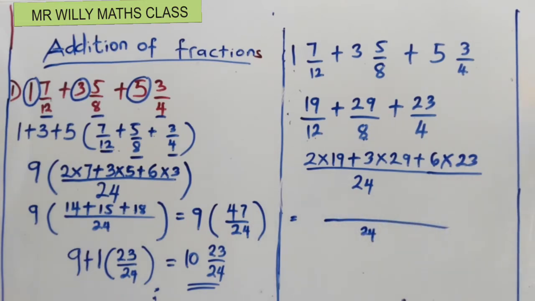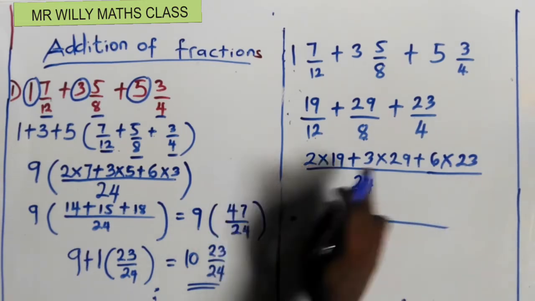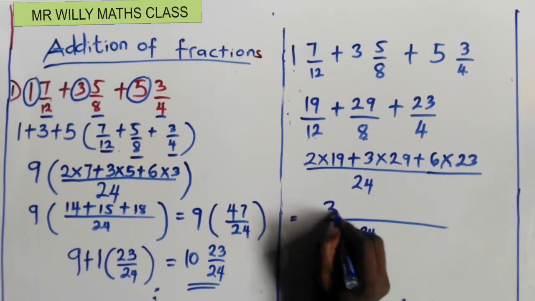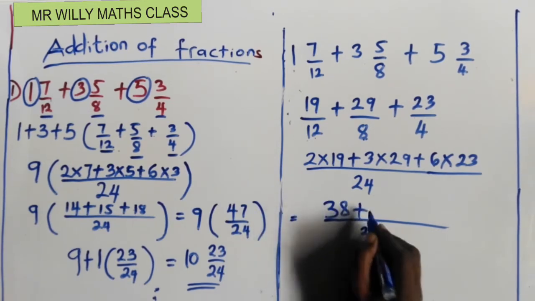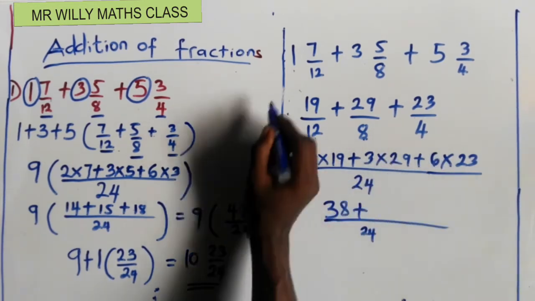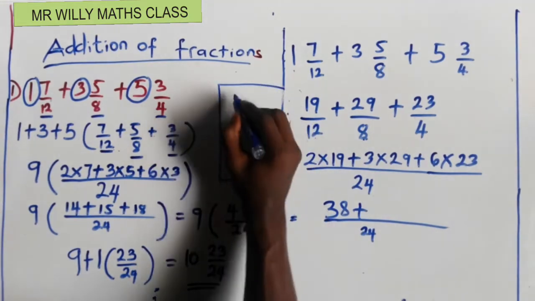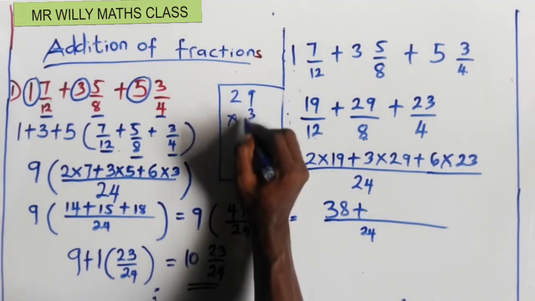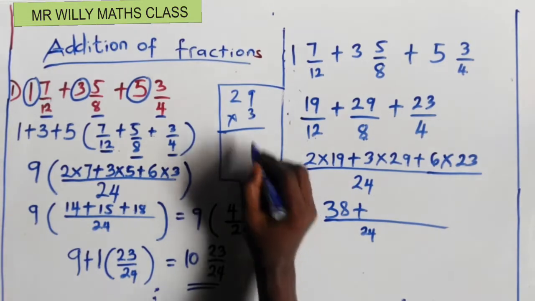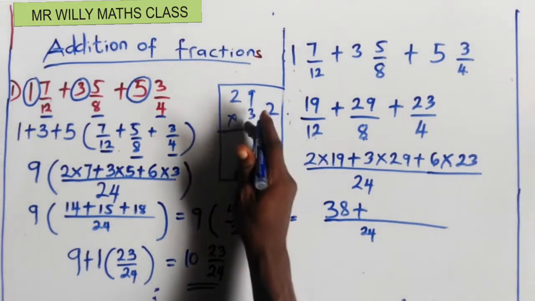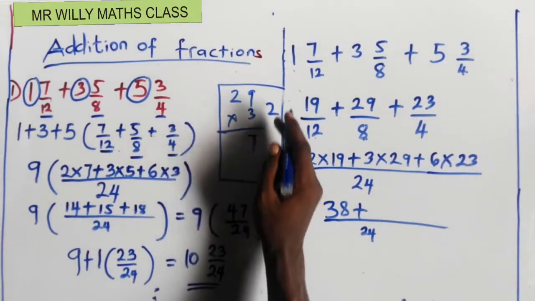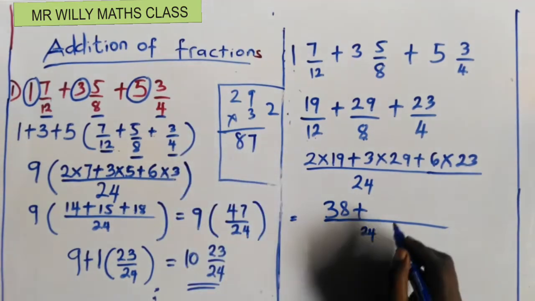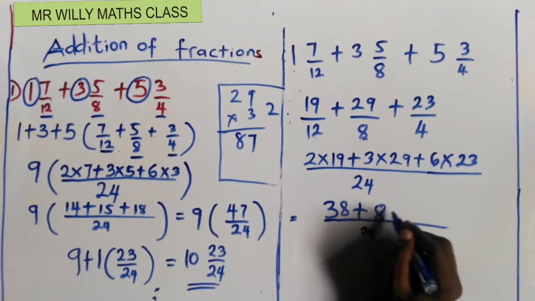So we are going to solve it together. You can see that. So you have to say, what is 2 times 19? 2 times 19 is 38, plus 3 times 29. We are going to make use of this space to do our rough calculation. 29 times 3. 3 times 9, that's what? That's 27. Keep 2. 3 times 2, that will be 6. 6 plus 2, that will be 87. So 29 times 3 will give us 87.